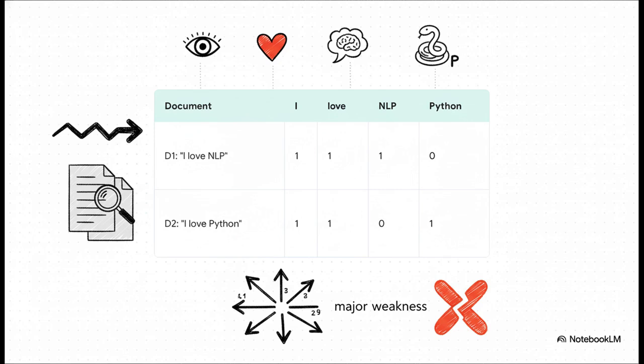Then we just go sentence by sentence. Does "I love NLP" have an "I"? Yep, that's a 1. A "love"? Yep, 1. "NLP"? 1. "Python"? Nope, so that's a 0. See? It's literally just counting. Super simple, but it's got a big flaw.